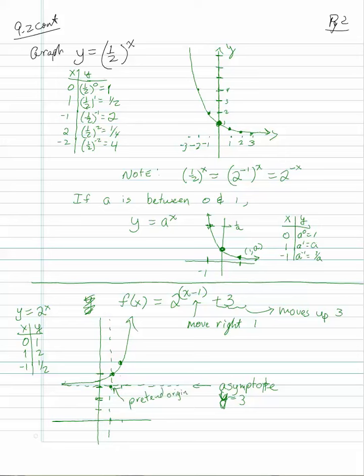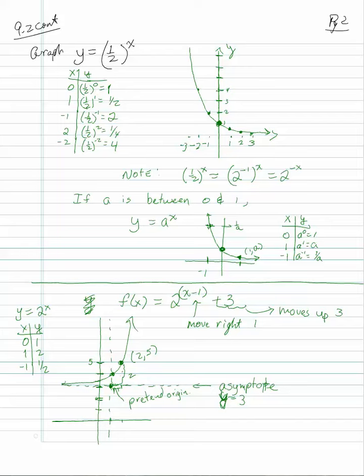Okay, but this point here is not 1, 2. It is 2, 1, 2, 3, 4, 5. It's counting 2 from my pretend origin, but it's the point 2, 5. Okay, that's the real point, but the pretend point counting from here is 1, 2. So I go to the right 1, up 2. Okay?